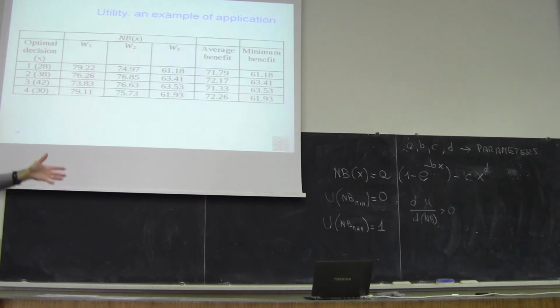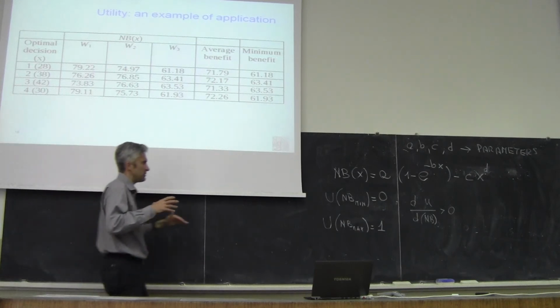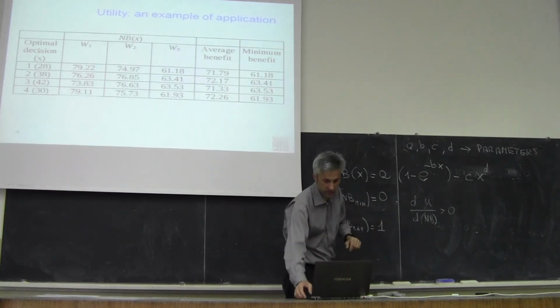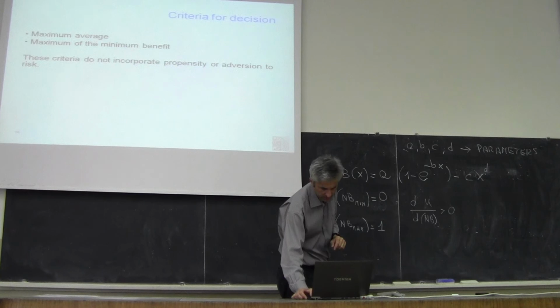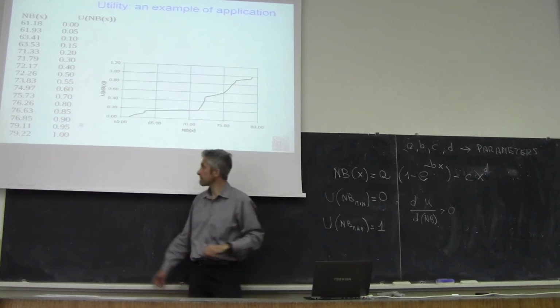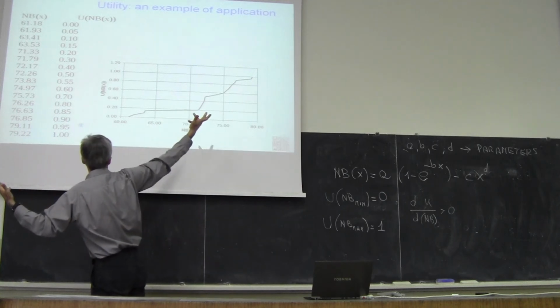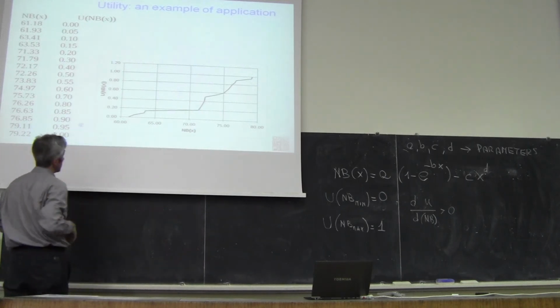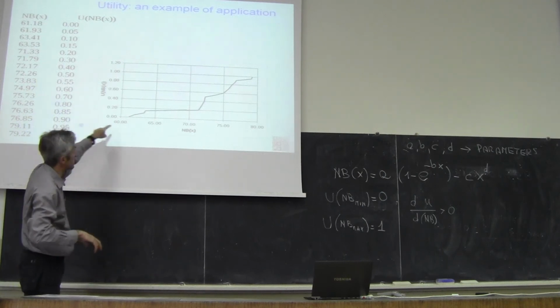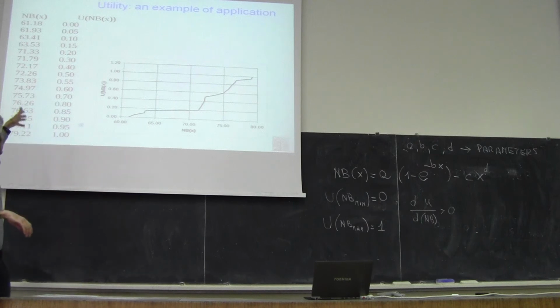Now, let me make a very quick association, just respecting that the minimum benefit has utility 0, the maximum 1, and utility is increasing. Let's just take this utility function. The utility is given here in tabular form, and here you see the graph. The utility varies from 0 to 1, and you see that the minimum benefit is 61.